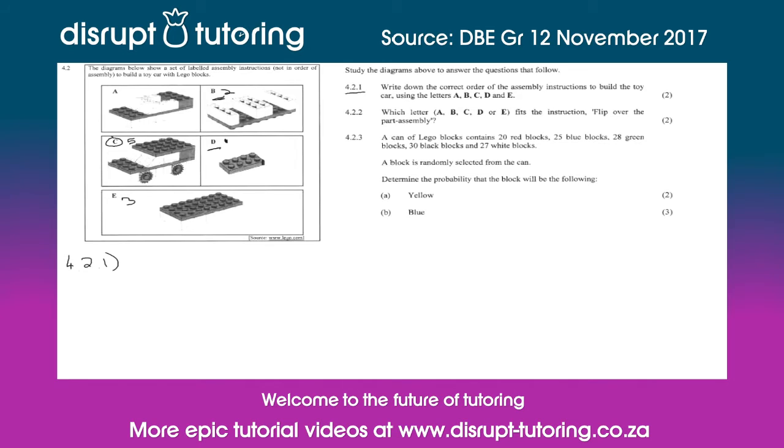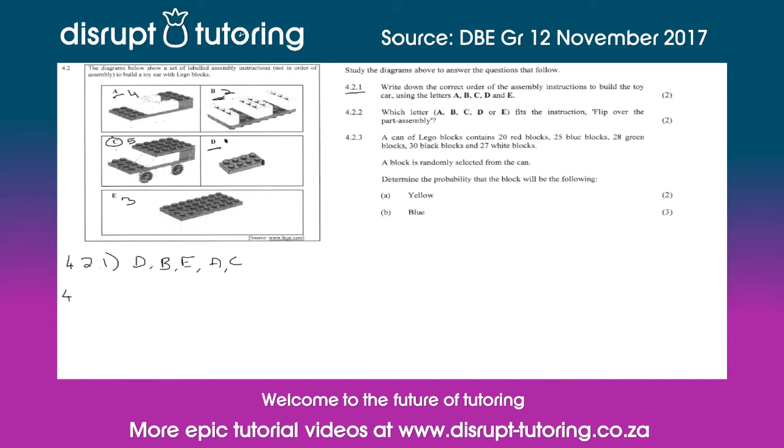Then we add the window parts. So that's A, which is step 4. And then, as I said, the last step is 5. So writing that in order, we start off with D, and then step 2 is B, step 3 is E, step 4 is A, and finally step 5 is C. So that's the mark there.